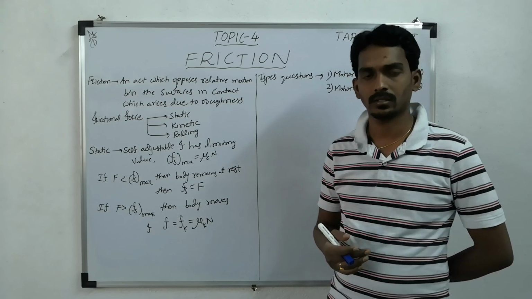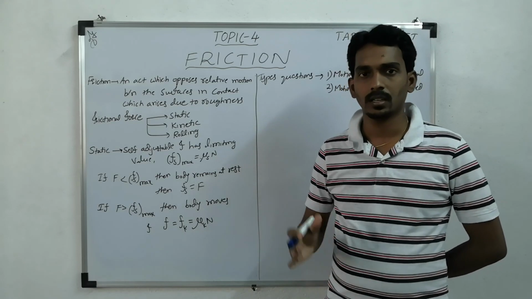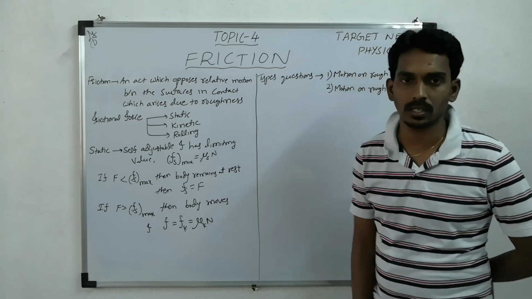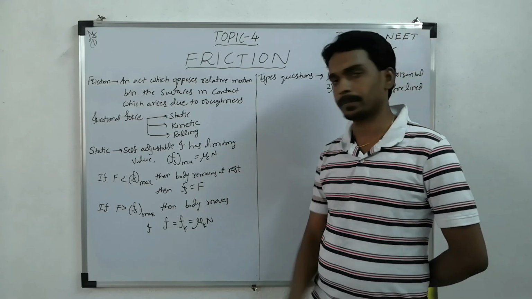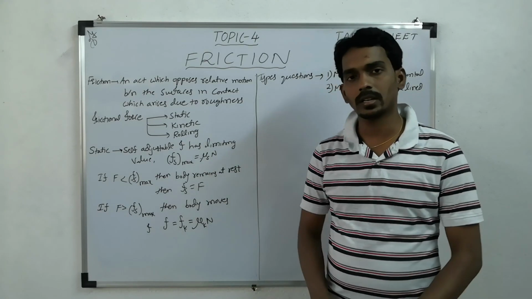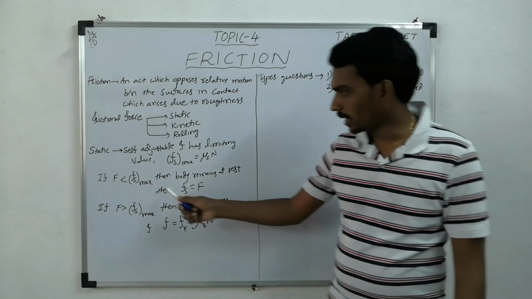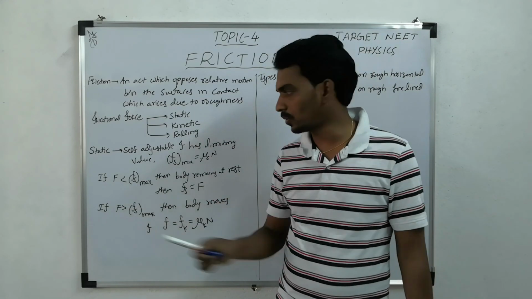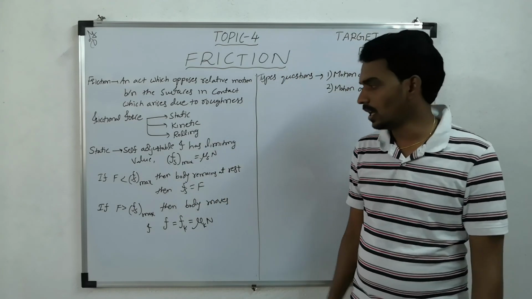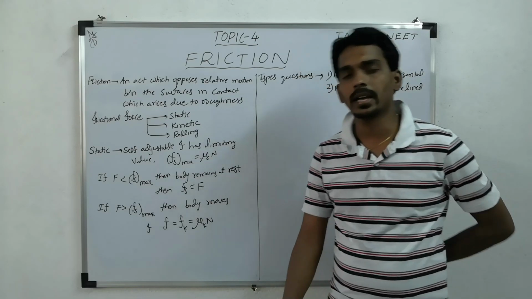It ceases. That maximum value up to which the body remains at rest, the maximum preventing force which develops between the two surfaces, is called limiting friction, which depends on the normal reaction, and the proportionality constant is mu s, the coefficient of static friction. So here I have written the condition: if the external force F is less than this limiting friction, then the body remains at rest and the static frictional force is exactly equal to the external force.